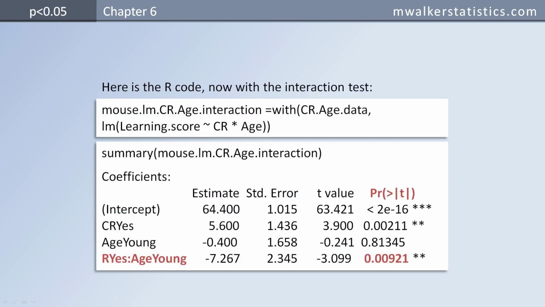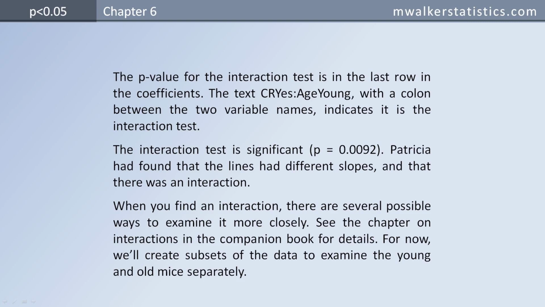Here is the R code, now with the interaction test. The p-value for the interaction test is in the last row in the coefficients. The text CR, yes, age, young, with a colon between the two variable names, indicates it is the interaction test. The interaction test is significant, p equals 0.0092. Patricia had found that the lines had different slopes and that there was an interaction.